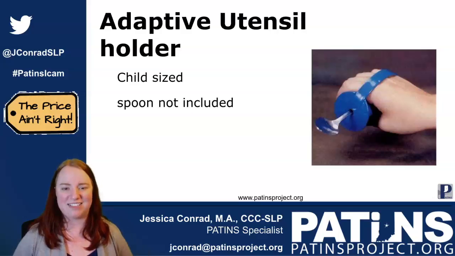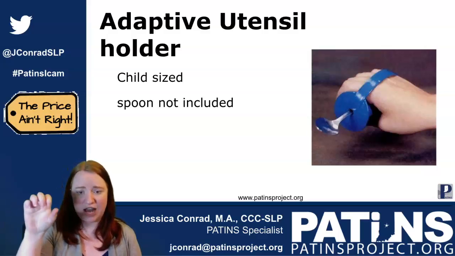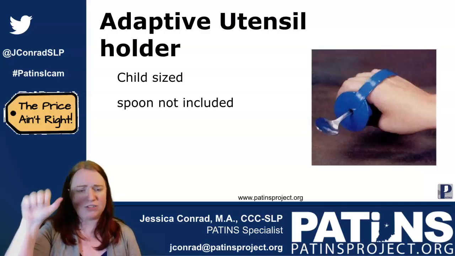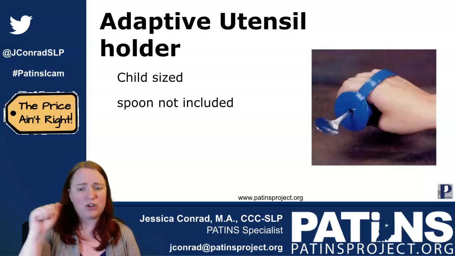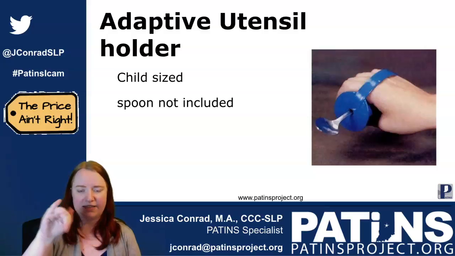All right, our adaptive utensil holder. We have an adaptive utensil holder. It doesn't come with the spoon, and this one's a child-sized one. So this is a student who might struggle to hold a pencil or a crayon or a toothbrush or a spoon, and that hole gives you the ability to swap out what it is that we're holding. It has that strap over the hand.